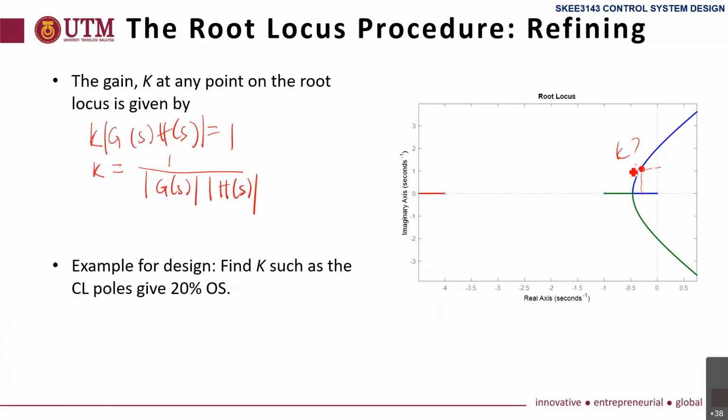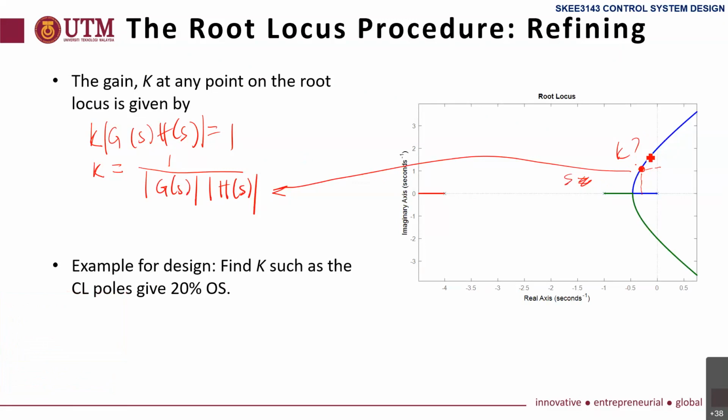This value is substituted here. Then we get S, that S value. Actually, S equals minus zeta omega n plus j omega d. That one.